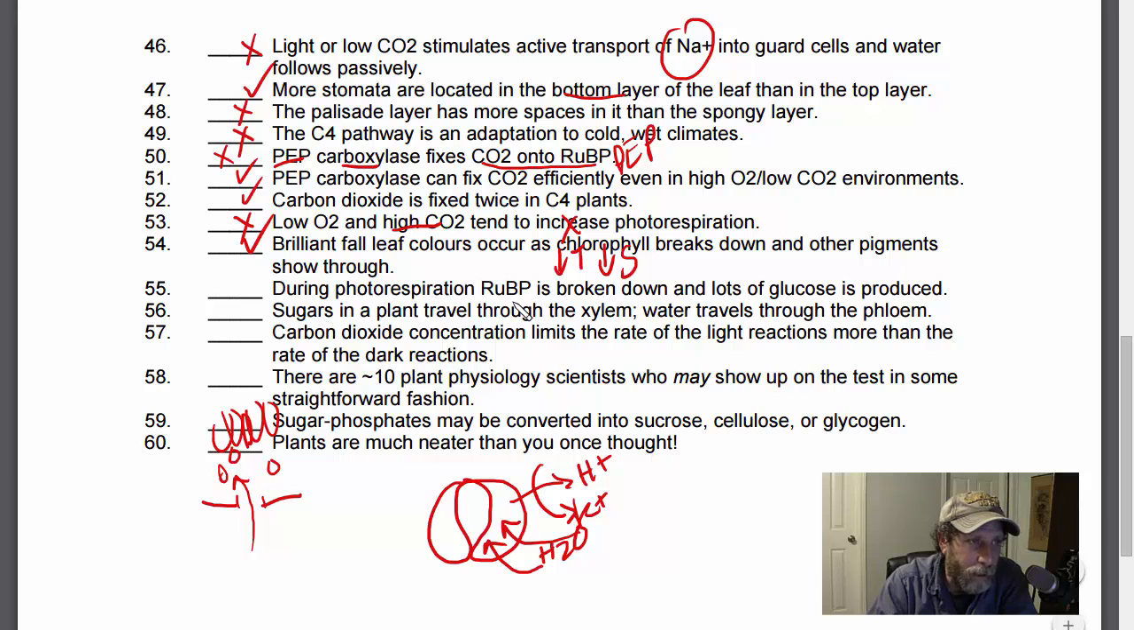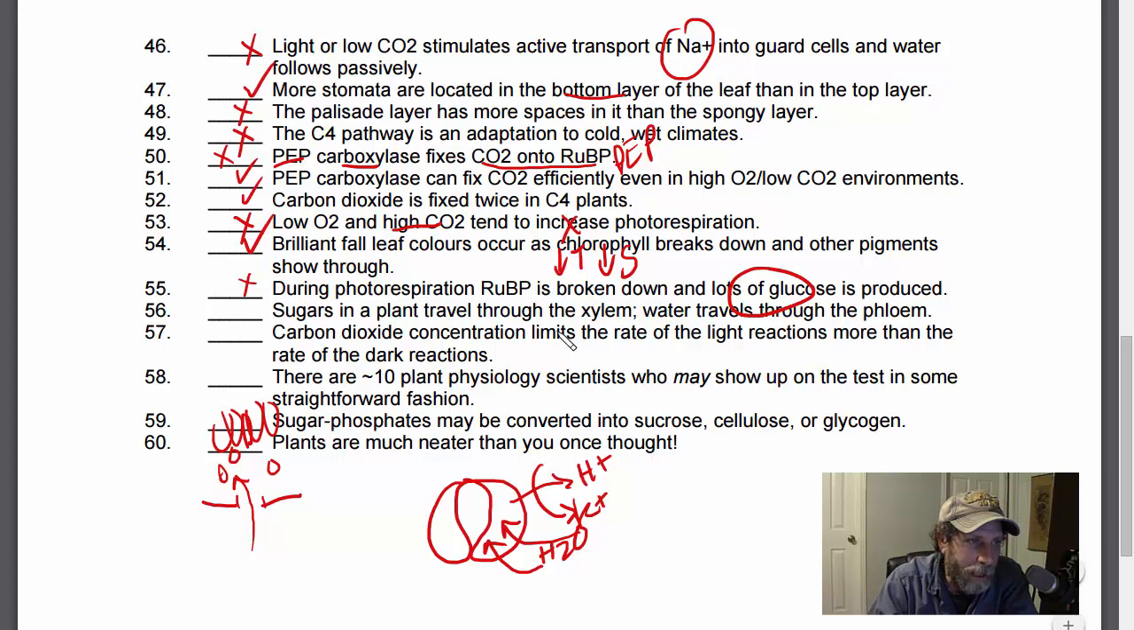During photorespiration, RuBP is broken down and lots of glucose is produced. Okay, that doesn't make sense. We're not going to produce a lot of glucose, because that's a product from photosynthesis that we want, and photorespiration is not giving us that carbohydrate production.